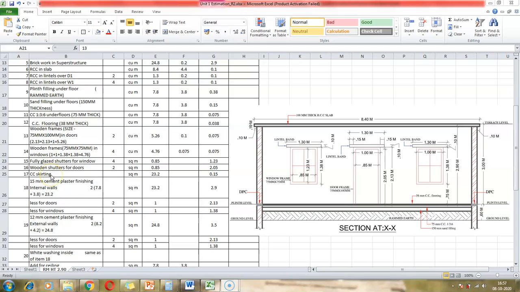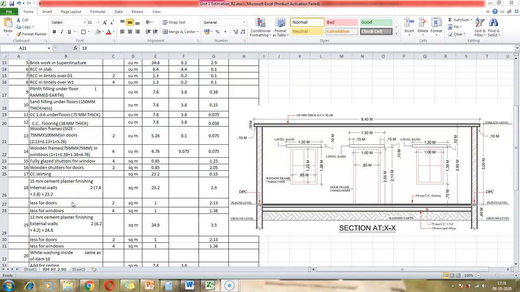Next we have cement concrete skirting. It is not shown in the drawing, but it's of height 0.15 meters. It's 0.15 meters thickness, and the 23.2 is, as we know, the internal perimeter of the room. So we have the CC skirting as 23.2 and 0.15 as the height. Now item number 18 is 15 mm cement plaster finishing for internal walls.